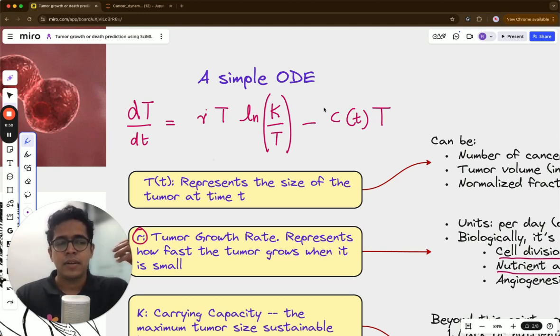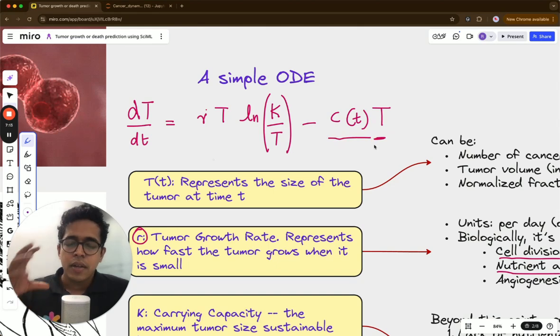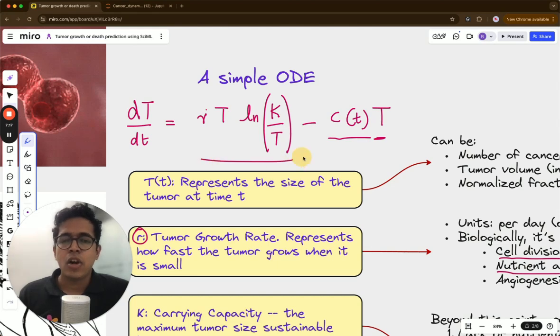It can mean the amount of radiation therapy that you are treated with. It can be chemotherapy, anything. So C(t) represents the medical intervention that is happening in your fight against cancer. And C(t) is multiplied by T. So the rate of decrease of the tumor is proportional to the chemical intervention and proportional to the current tumor size, because the bigger the tumor, the more it can shrink given a chemotherapy. And this term r T log(K/T) is the rate of growth of the tumor.